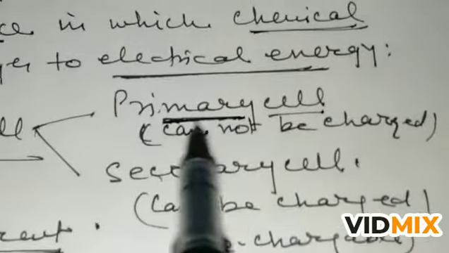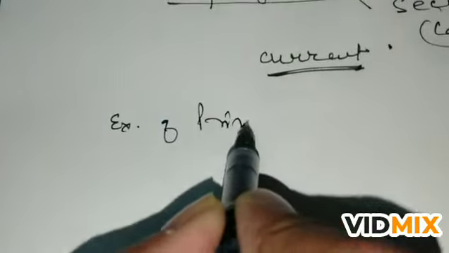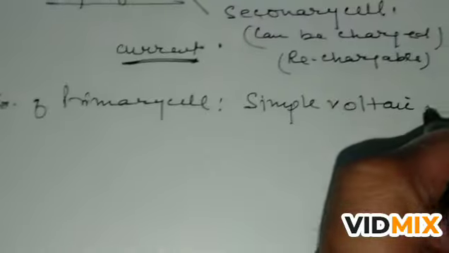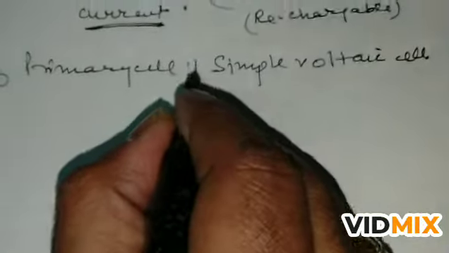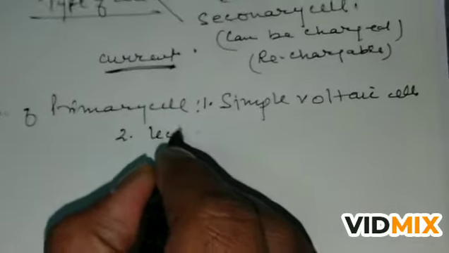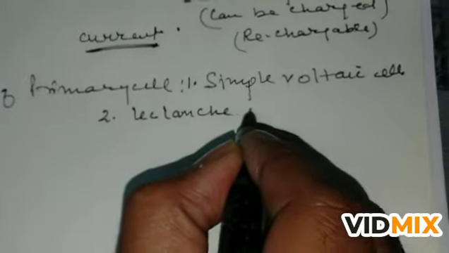Examples of the primary cells are, you have heard the name, simple voltaic cell, second one is Leclanché cell. These are the cells which cannot be charged. They give the current after chemical reaction.